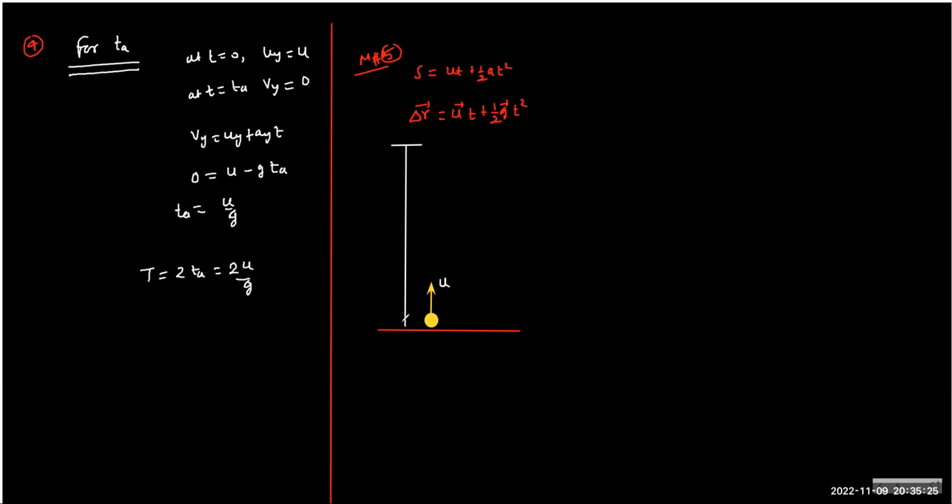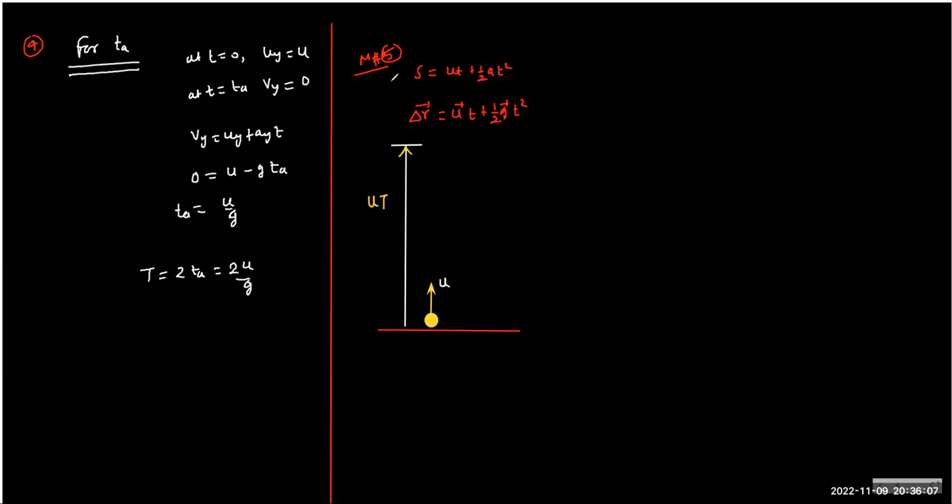The displacement will be how much? Tell me, come on. In time capital T, how much will it travel upward? Sir, UT. For uniform motion, can we write displacement as UT? Yes or no? Yes. But actually, the ball should have been at the bottom, no? Yes or no? So if there is no gravity, the ball would have gone up by UT.